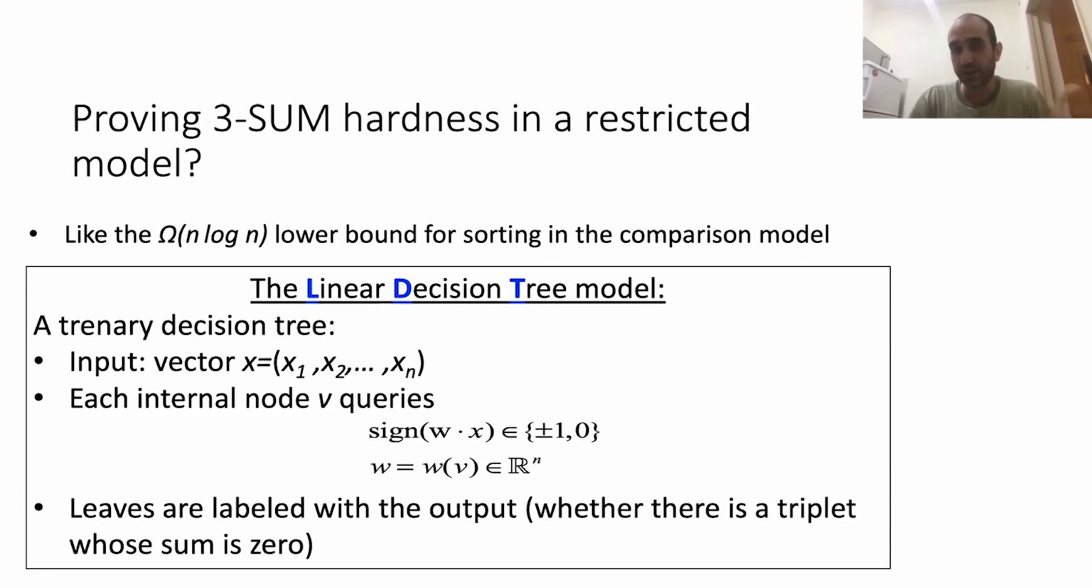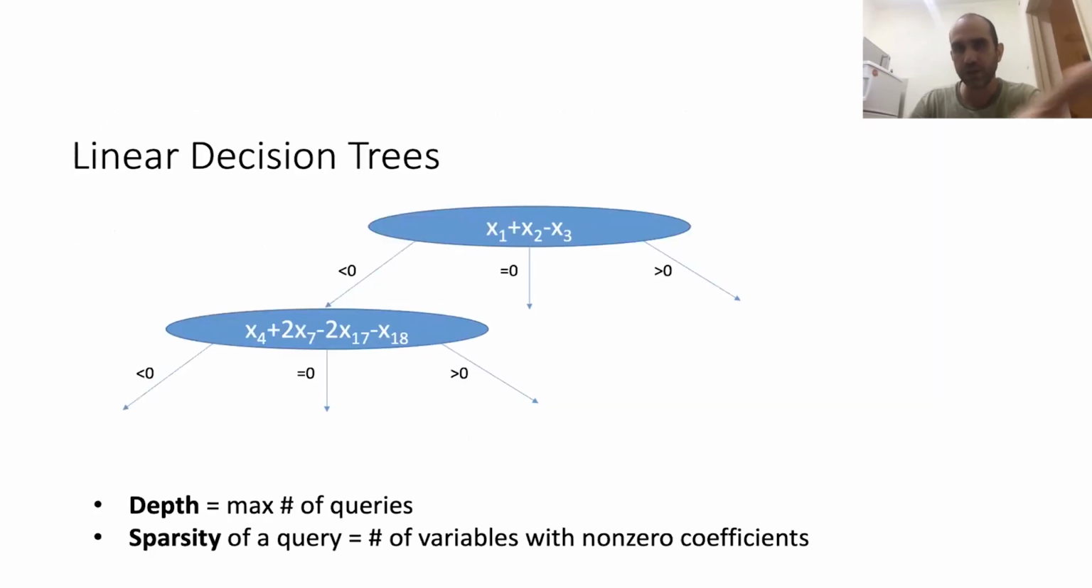Okay, so these are like generalized comparisons, if you will, right? Comparisons is just xi minus xj. It's a very simple linear combination. This is a little bit more general. So this is how the beginning of a linear decision tree can look like.